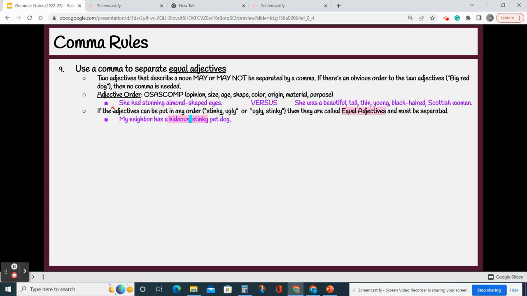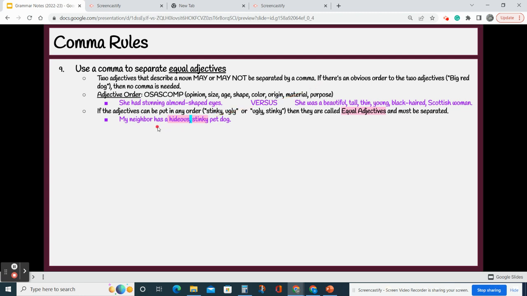Take a look at this first example. She had stunning almond-shaped eyes. So we have 2 adjectives here, stunning and almond-shaped. There is an obvious order to our adjectives in this case, and they are in order, so they do not need to be separated by a comma.